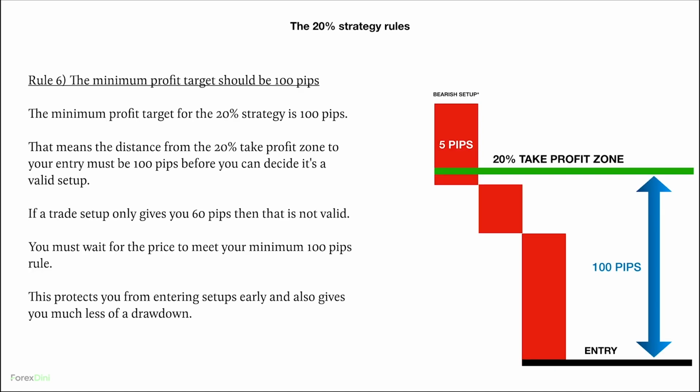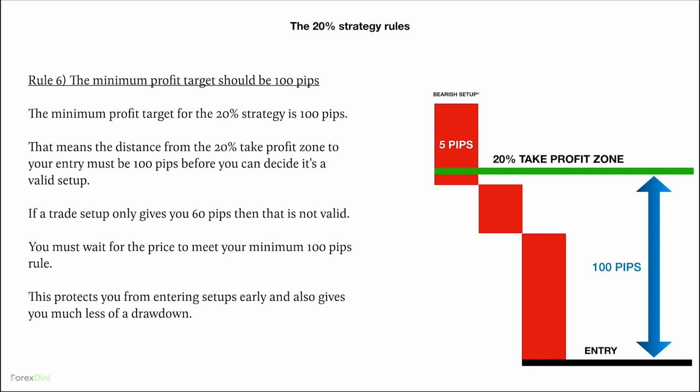Rule number 6, the minimum profit target should be 100 pips. The minimum profit target for the 20% strategy is 100 pips. That means the distance from the 20% take profit zone to your entry must be 100 pips before you can decide it's a valid setup. If a trade setup only gives you 60 pips, then that is not valid. You must wait for the price to meet your minimum 100 pips rule. This protects you from entering setups early and also gives you much less of a drawdown.